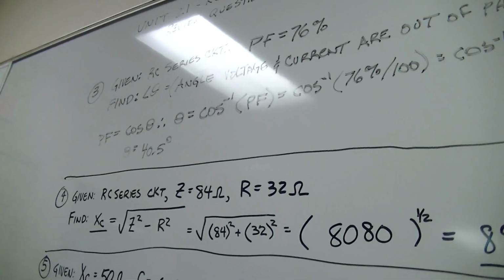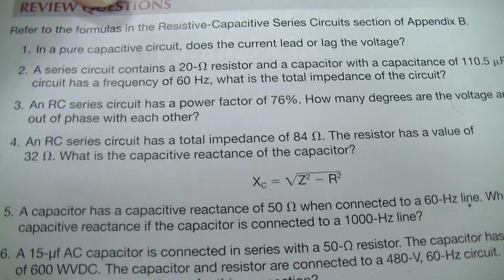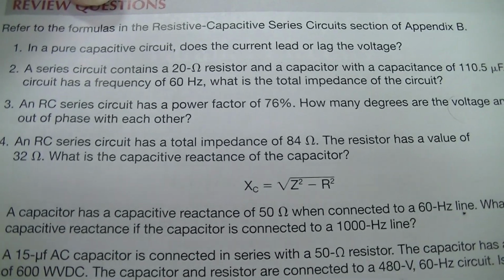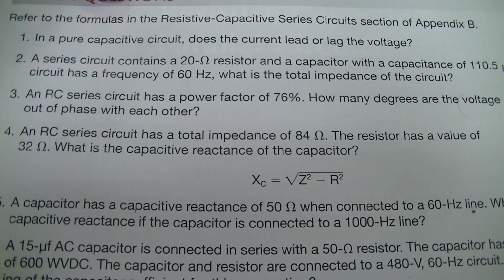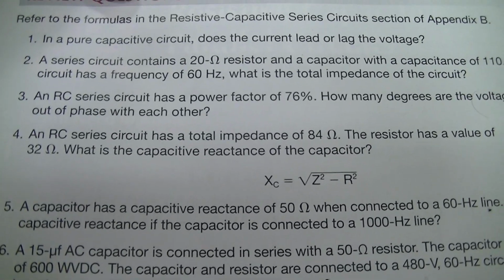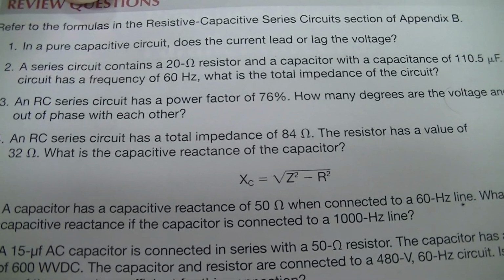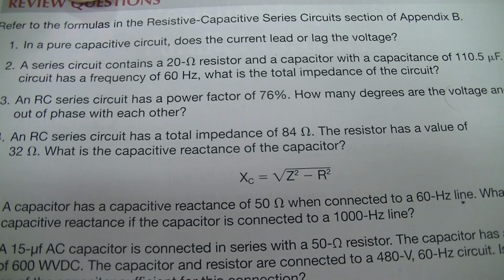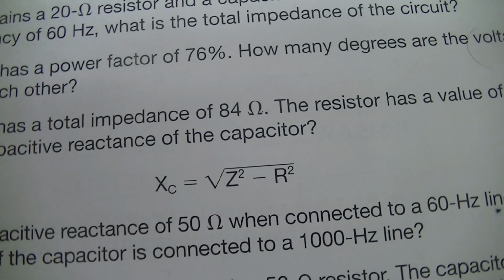All right. Moving on to number 4 in your book, it says an RC series circuit has a total impedance of 84 ohms. The resistor has a value of 32 ohms. What is the capacitive reactance of the capacitor? And it gives us XC equals the square root of Z squared minus R squared.